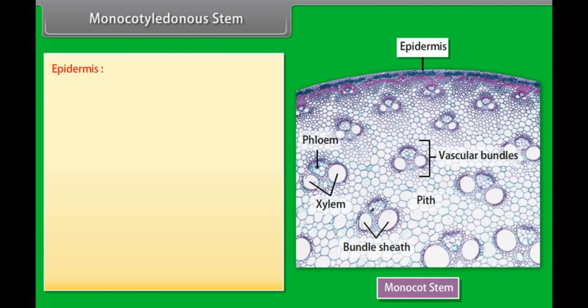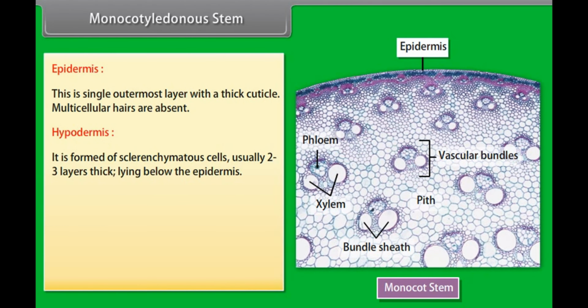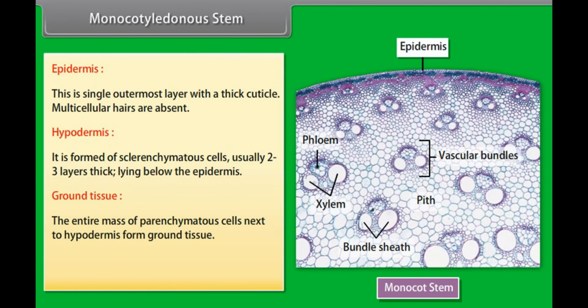Monocotyledonous stem. Epidermis. This is a single outermost layer with a thick cuticle. Multicellular hairs are absent. Hypodermis. It is formed of sclerenchymatous cells, usually 2-3 layers thick, lying below the epidermis. Ground tissue. The entire mass of parenchymatous cells next to hypodermis forms ground tissue. The vascular bundles remain scattered in the ground tissue.